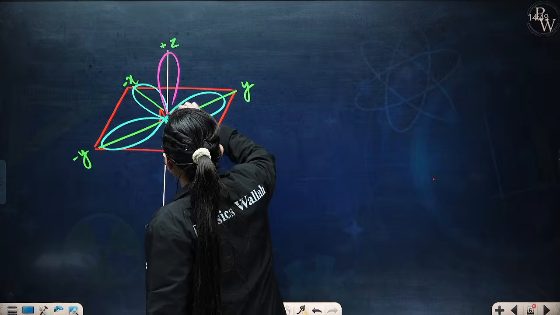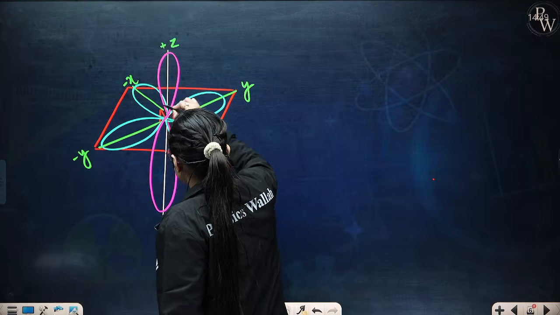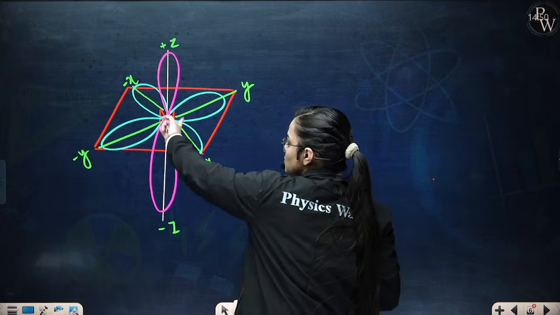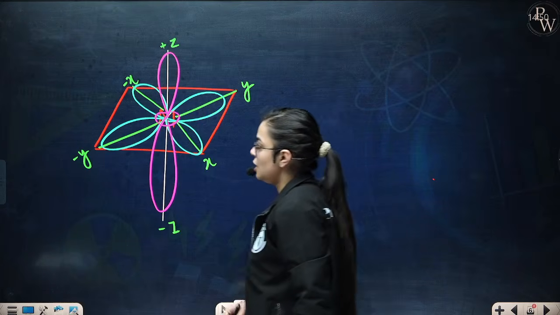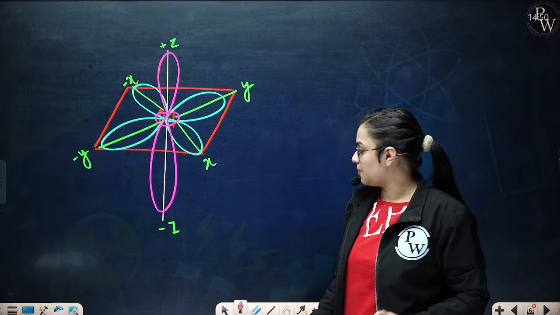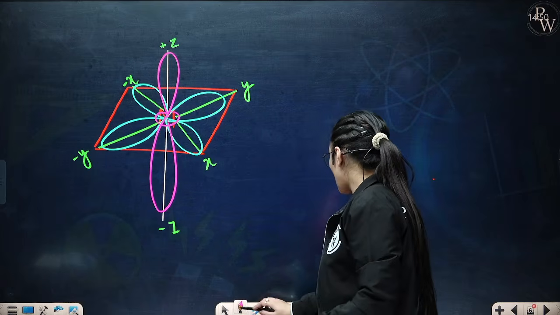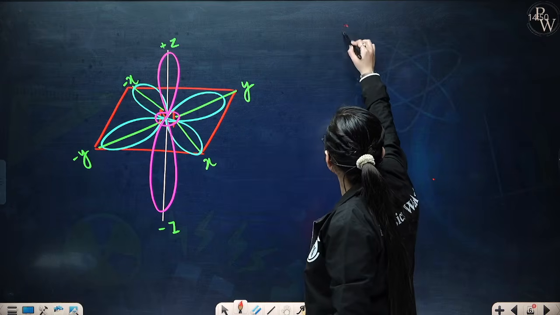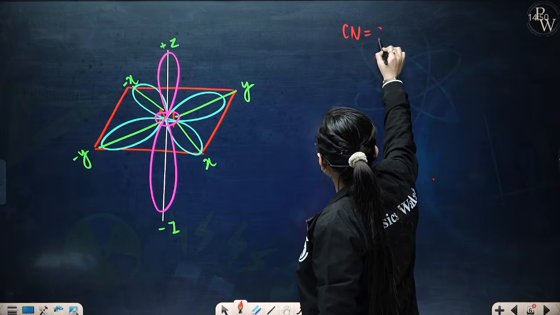This I am drawing as dz square like this. Lobes are present on the z-axis, as well as there is a kind of ring-like structure over here. So what is happening over here? As I am talking about coordination number 6, that means an octahedral complex. What will happen?